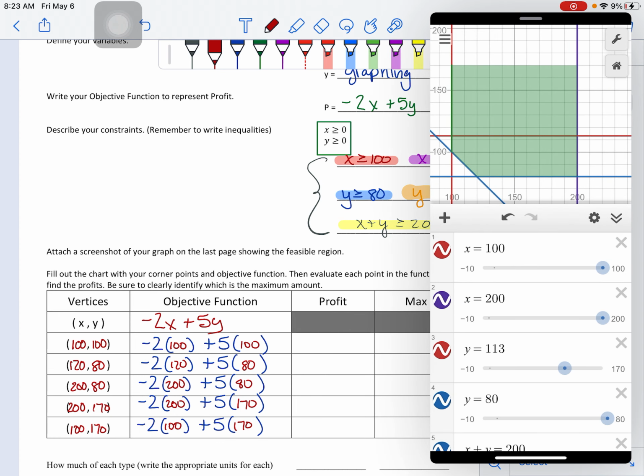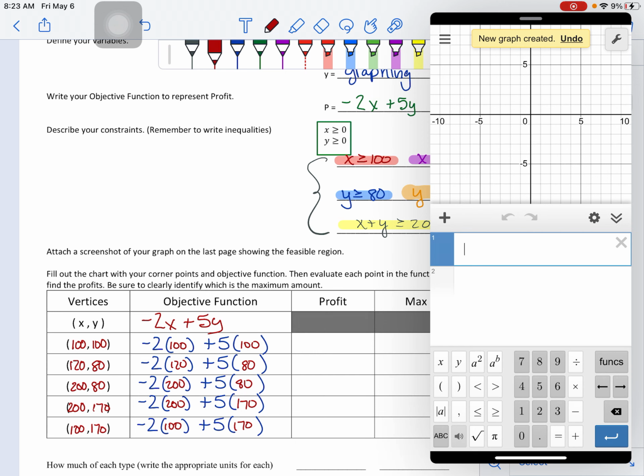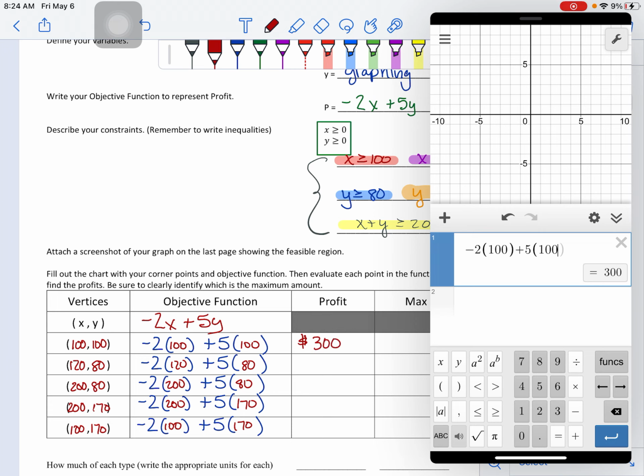Let me go to a new blank graph. We're going to have -2 times 100 plus 5 times 100. That's $300 profit if they sold 100 graphing and 100 scientific calculators. Now we're going to change it. This is going to be 120, and this is going to be 80. So we make a profit of 160. What if I have 280 and 0? I'd make a 0 profit; I would break even. What about 200 and 170? That would be $450 profit. And 100 and 170 would be $650 profit. So clearly the winner is the 650.